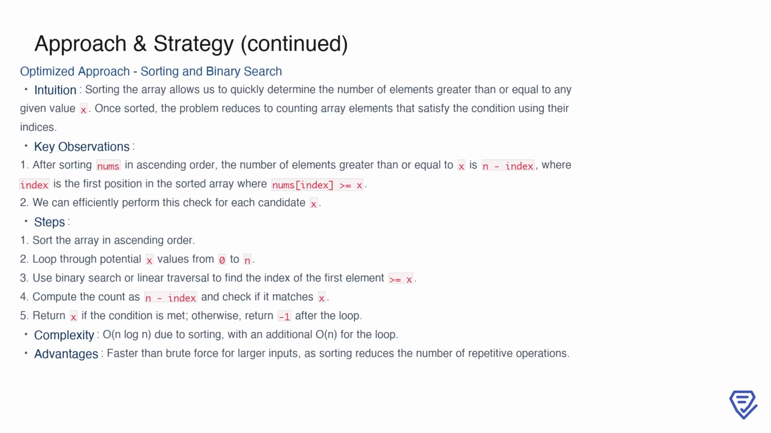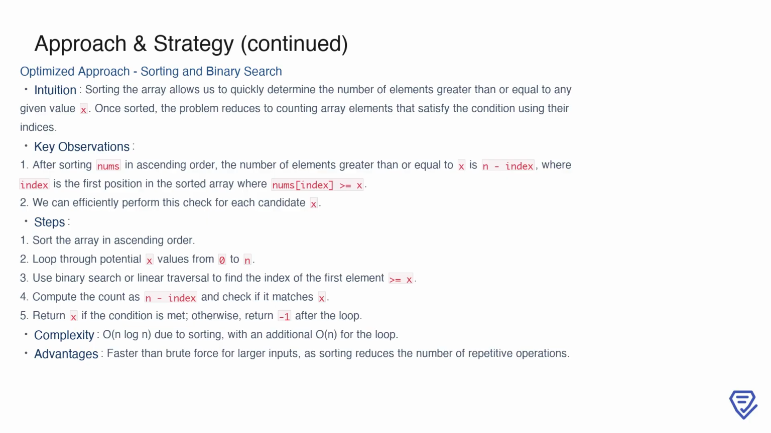To improve on the brute force approach, we can use an optimized method based on sorting and binary search. By sorting the array first, we can determine the number of elements greater than or equal to any value x much more efficiently. Once the array is sorted in ascending order, the key observation is that the count of elements greater than or equal to x is equal to n - index, where index is the position of the first element in the sorted array that satisfies nums[index] >= x.